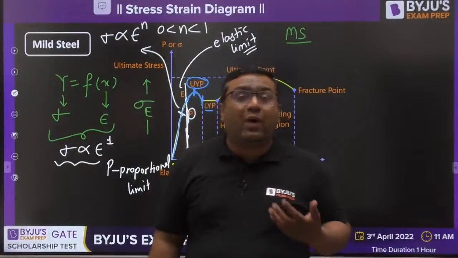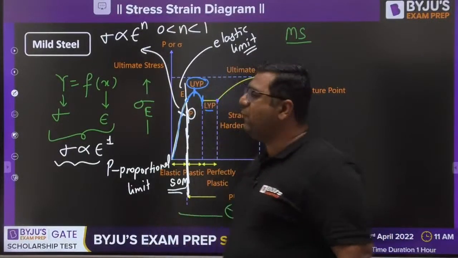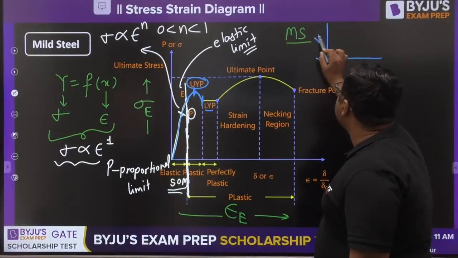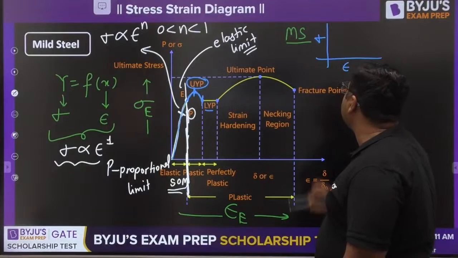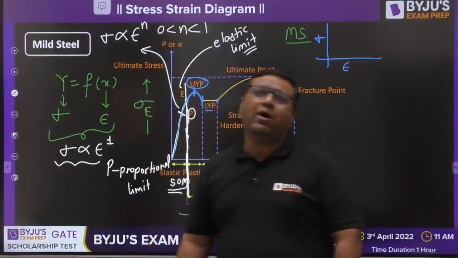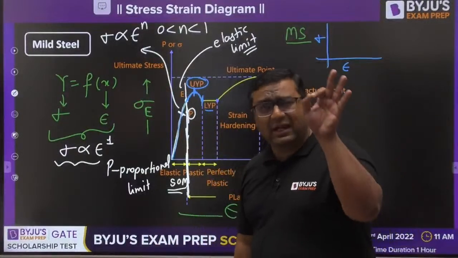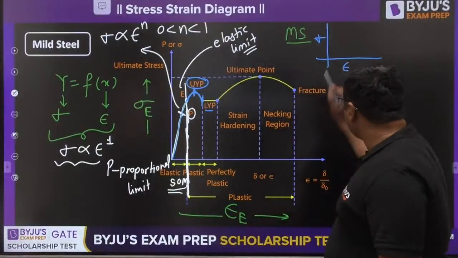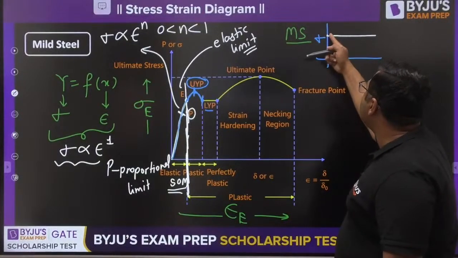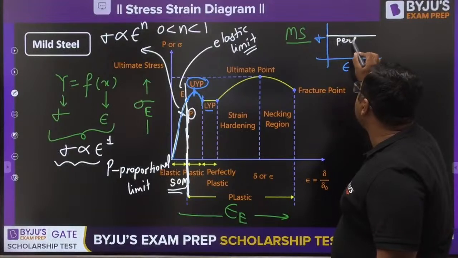You might be thinking, sir, why is it so? Because my dear, for that you need to go to the definition of yield point. If we have a stress strain diagram, then the yield point is a point at which strain is increasing continuously at a constant value of stress. So if I make a diagram like this, you can see at constant stress, strain is increasing. This behavior is known as perfectly plastic behavior.